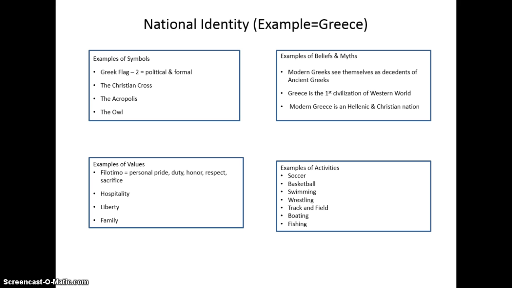Well, let's look at another country. Why don't we consider Canada for a moment, and let's do the same thing. We'll consider symbols, beliefs and myths, values, and activities, and let's take a moment to see if we can come up with some examples from a Canadian context.